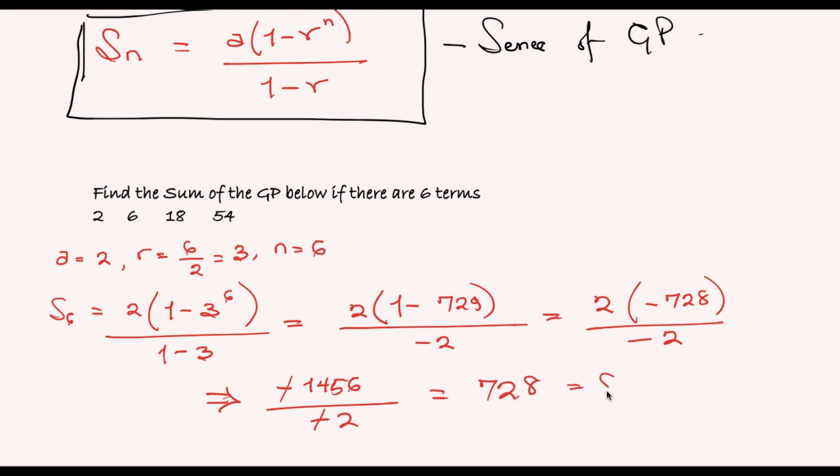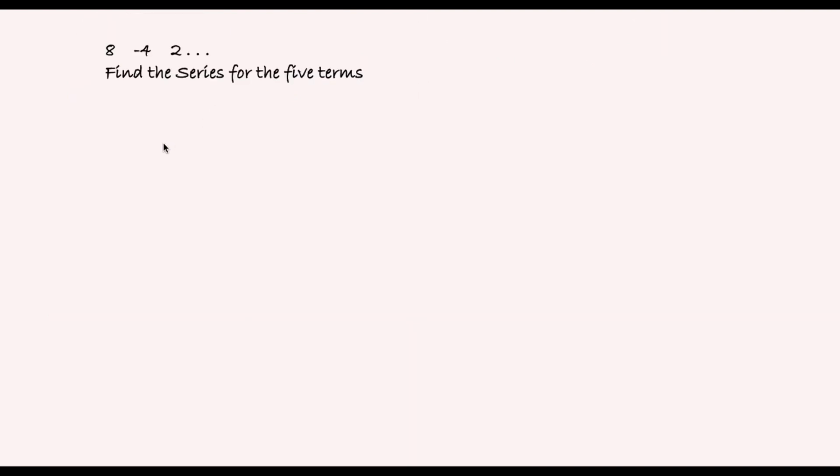And this is our S6. So the series of the progression where there are 6 terms is equal to 728. Our next question says we should find the series for the first 5 terms of the sequence above.